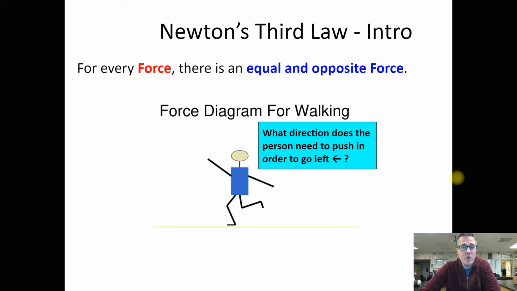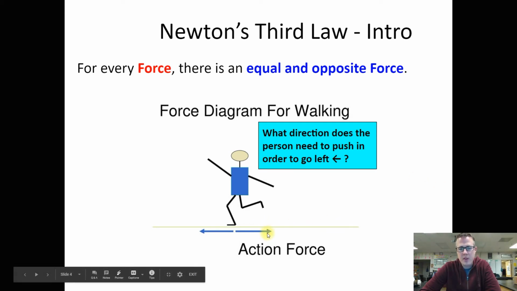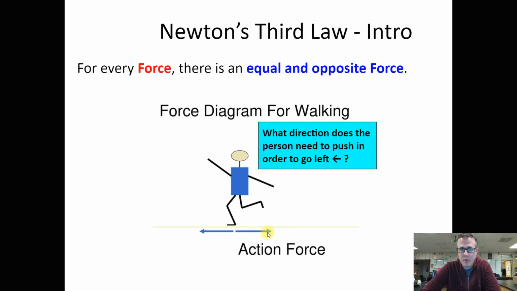So there have to be 2 forces because Newton's third law says that equal and opposite, there always have to be 2. So if you're going to be walking, that's the action force, and that should just be the arrow pushing to the right. So if you want to walk to the left, that means that you have to push on the ground in the opposite direction. Think about that. If you want to start running that way, you have to push on the floor that way in order to start doing it.